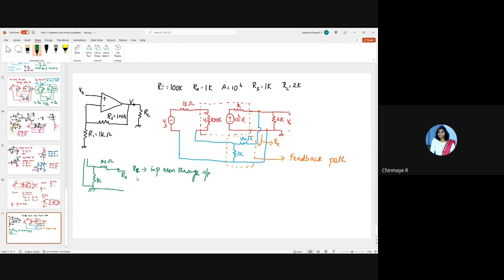Can you tell me what's the value of Rx? What's the impedance you're seeing through this point now? How much is the loading of the feedback path on the output side of the amplifier? This is quite simple and straightforward, right? We have done a lot of this earlier.